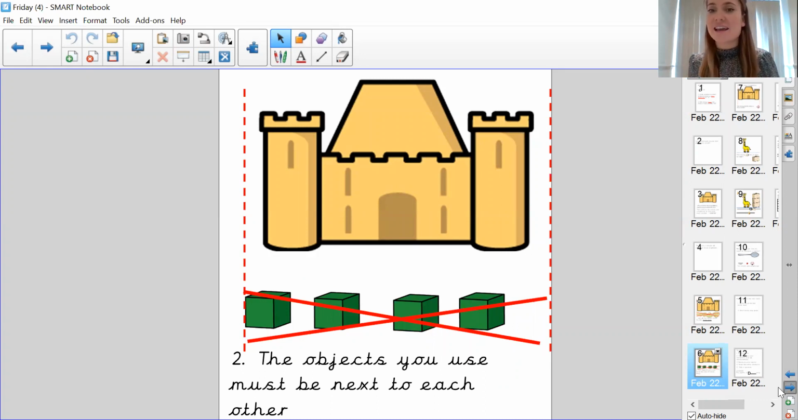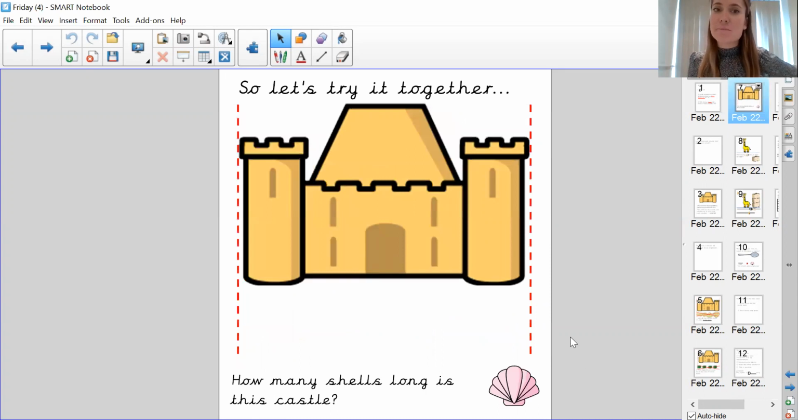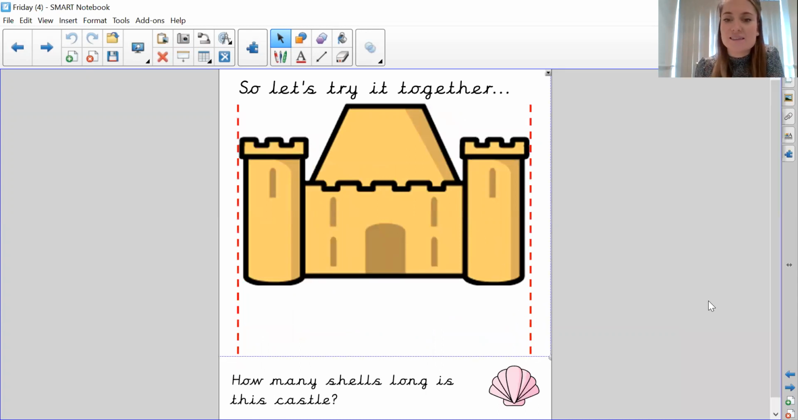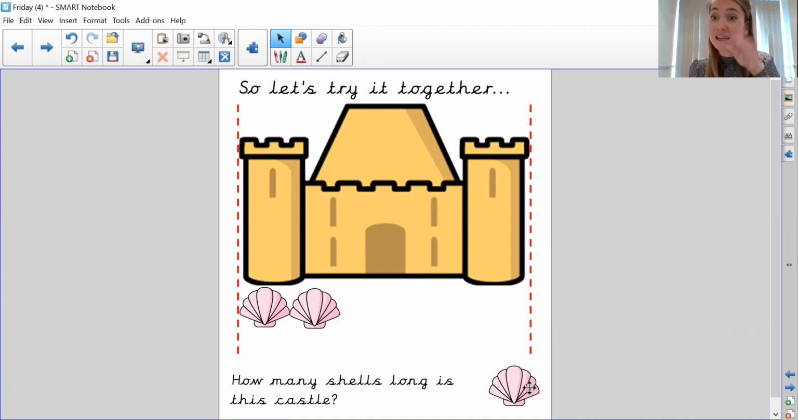Good. Okay, let's have a look. We're going to try and measure our castle together today. So let's see how many shells long our castle is, because I've chosen shells to measure it. It's my non-standard unit of measure. So count with me. 1, 2, don't count until I've let go. 3, can you see how carefully I am putting them next to each other?